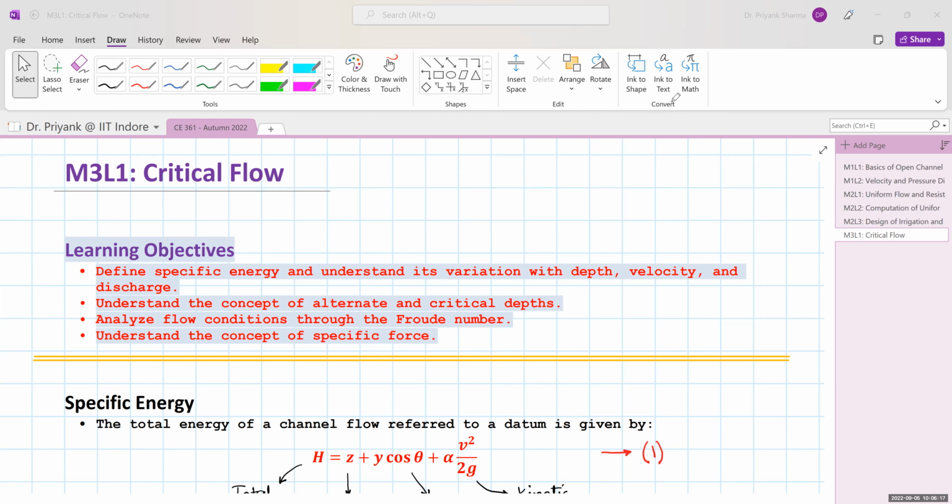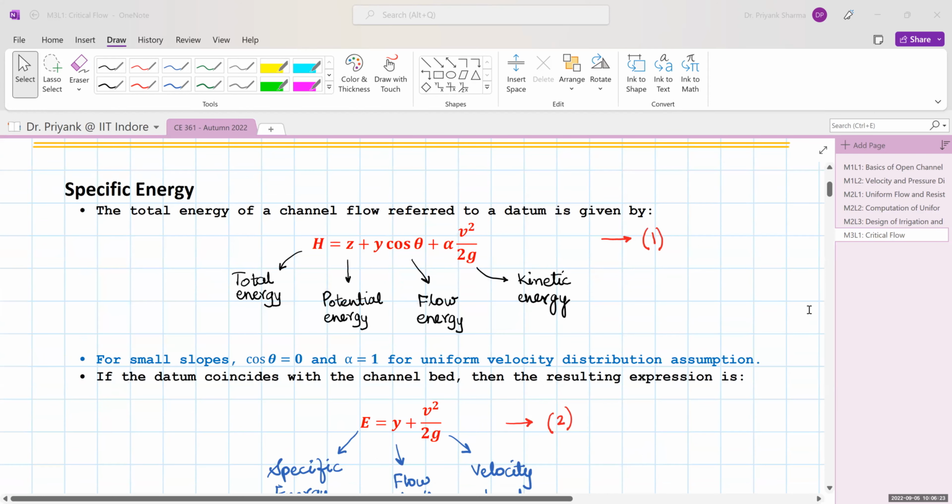So the specific energy, that term, some of you might have some resonance to it. So energy, you know that energy is whatever the work done, and in terms of fluid mechanics and hydraulics, the total energy is defined as the summation of the potential energy, the flow energy and the kinetic energy. So there are these three terms to it.